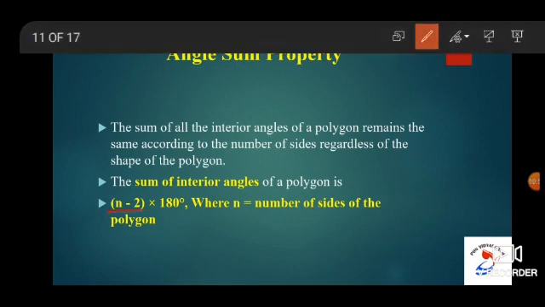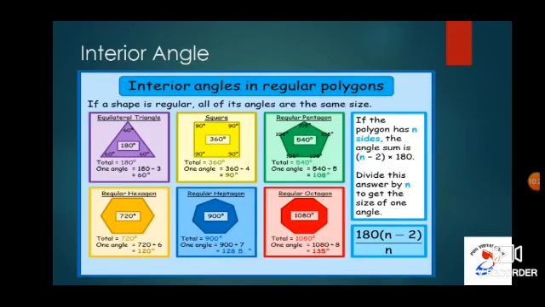That is n minus 2 into 180, where n is equal to the number of sides of the polygon. So, for finding out the interior angle, you can use this formula. How can you calculate the interior angle? The sum of interior angles of a polygon is given by the formula n minus 2 into 180. This n is nothing but the number of sides of the polygon.